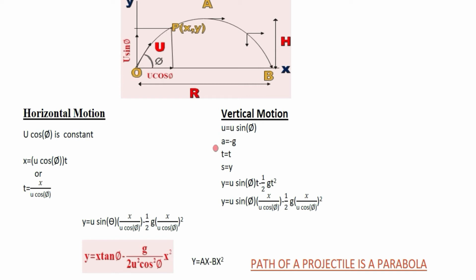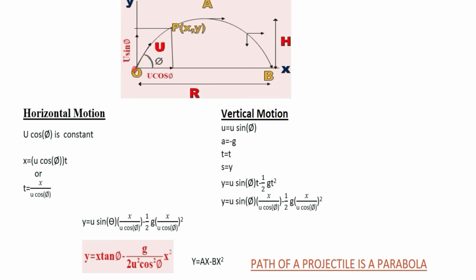Now let us go along the other direction, that is the vertical direction. Along the vertical direction, the initial velocity is u sin phi. Now along this vertical direction, the force acting on this projectile is gravity, which is in the vertically downward direction. Because of this gravity, what will happen? The projectile which started at O will move from O to A.